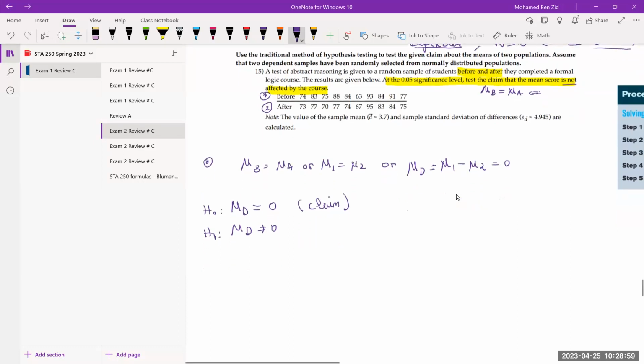So that's the first part. The second part, you want to graph this. I always graph H1. So how do you graph mu d is different than 0? You make 0 here, and this is going to be a two-tailed test, right? Because it's different.